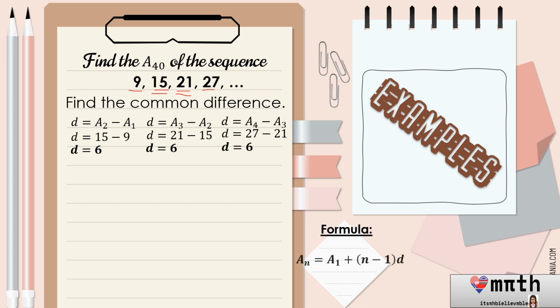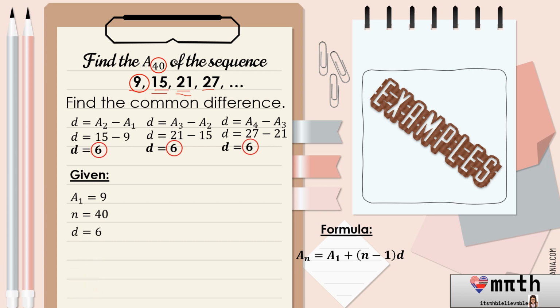And using again the formula, a sub n is equal to a sub 1 plus n minus 1 multiplied by d, let's get the given. Our a sub 1 or the first term is 9. Then our n is equal to 40 since we're looking for the a sub 40 or the 40th term. Our d is equal to 6 since our common difference is also equal to 6. And we're looking for a sub 40.